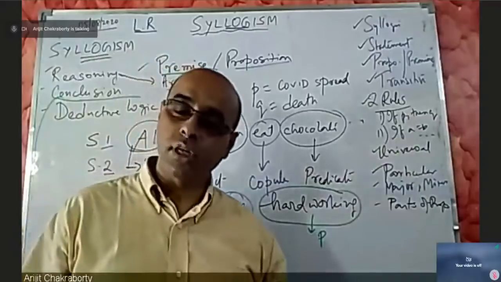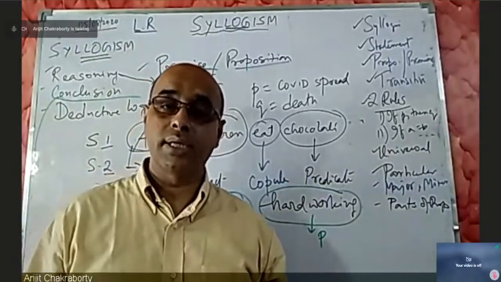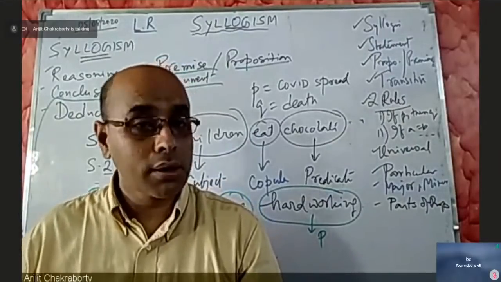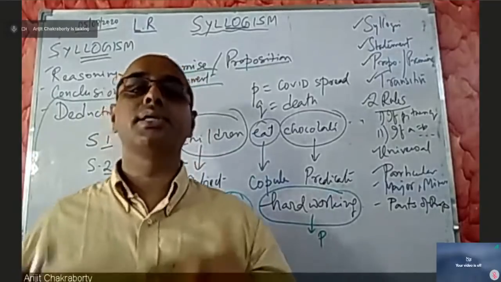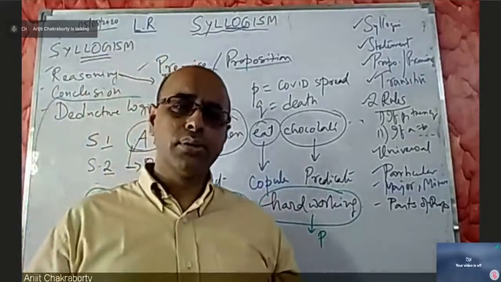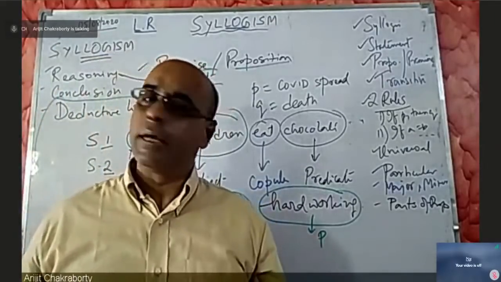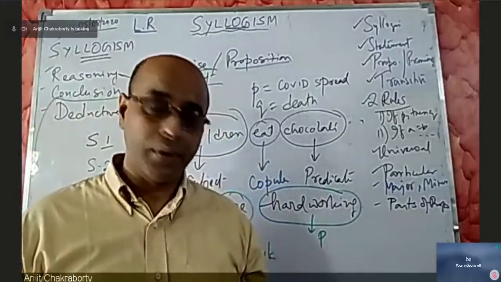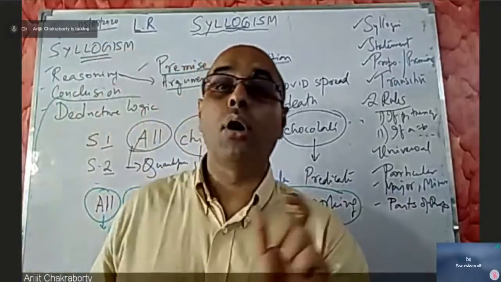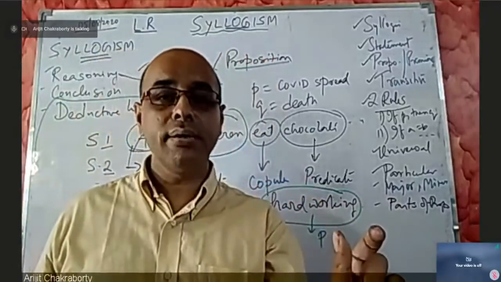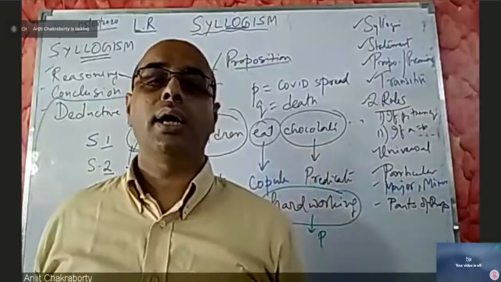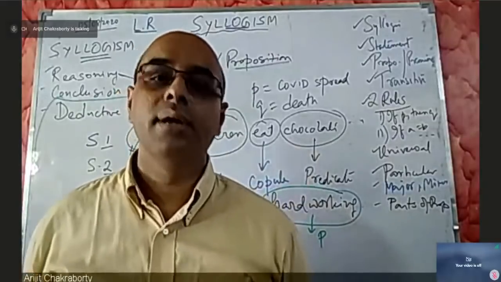Then we saw what is universal proposition. If I say all CA students are hardworking, all CA students are studious, all is a universal proposition. If I say no CA student is lazy, no is a universal proposition. Then we saw what is particular proposition. Some CA students are not serious. Some is a particular proposition. This sentence, some CA students are not serious, is a particular proposition.